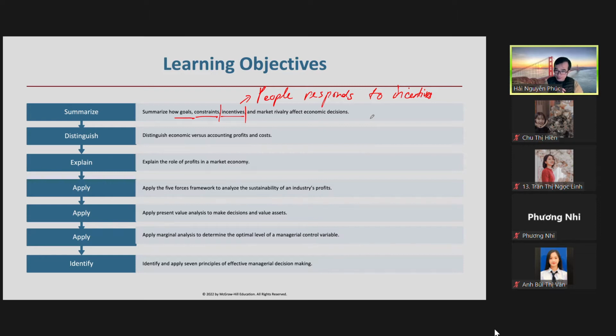All right. You are a manager. Suppose your firm is selling something. You want to increase the revenue. And of course, if you want to increase the revenue, you might want people to buy more of your goods or services. All right.